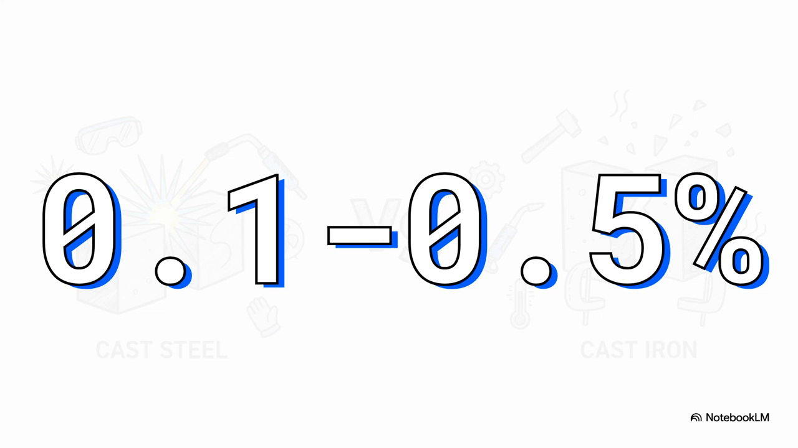Check out this low carbon percentage for cast steel, just 0.1 to 0.5%. That is exactly why it welds just like ordinary wrought steel. The carbon is sitting nicely in a solid solution, no big surprises, it's totally predictable under the torch.